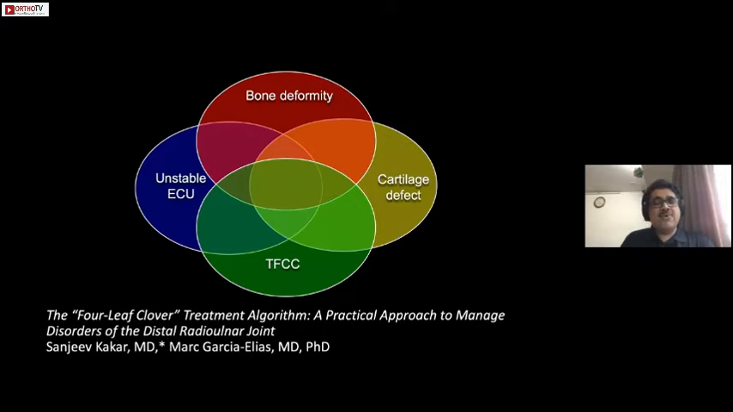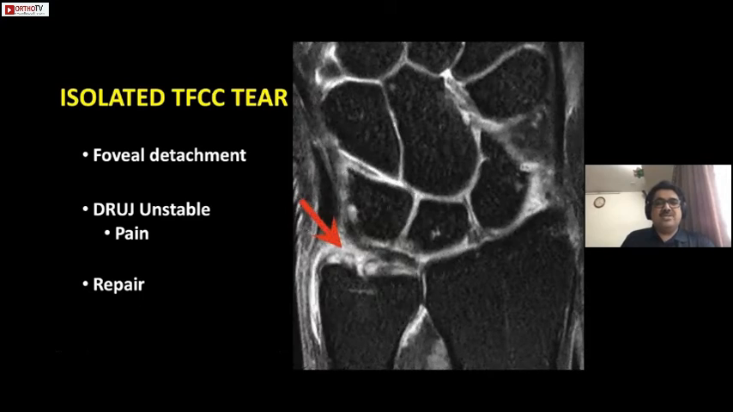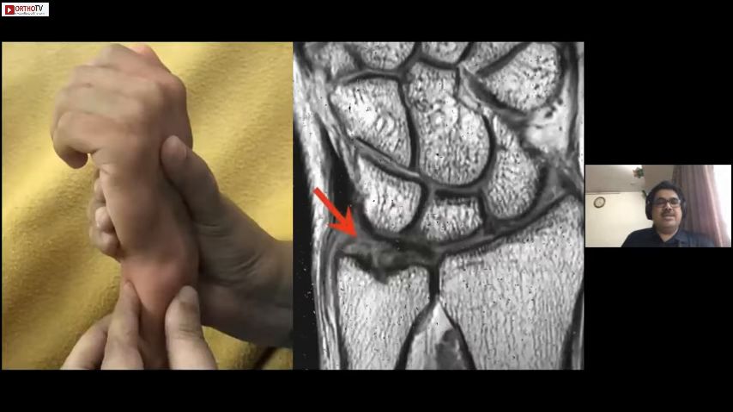And before we go on to chronic pain, there are two conditions which cause acute DRUJ problems. One is a TFCC tear causing a DRUJ instability.